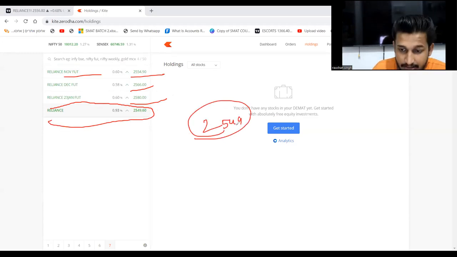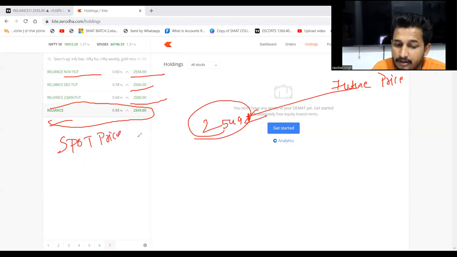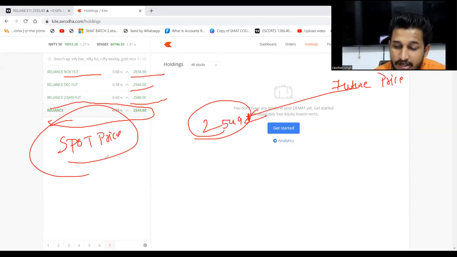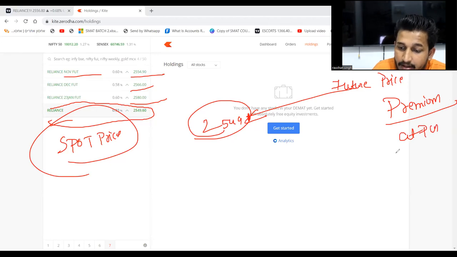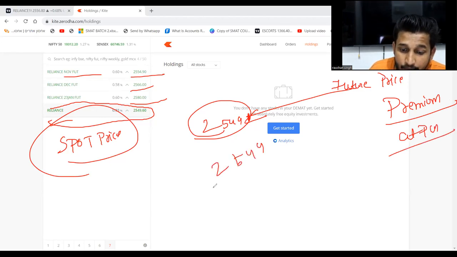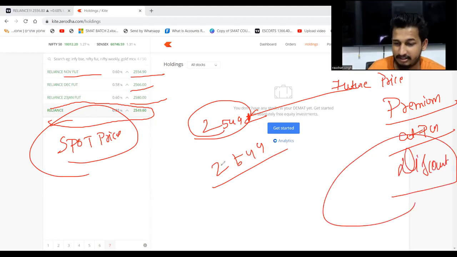Please remember this. If the future prices are more than the stock price, basically the Reliance underlying asset, which we also call the spot price, that means it is trading at a premium. If it is equal, then it is trading at par. If it is trading lesser than 2549, it means it is trading at a discount, just for the name purpose.